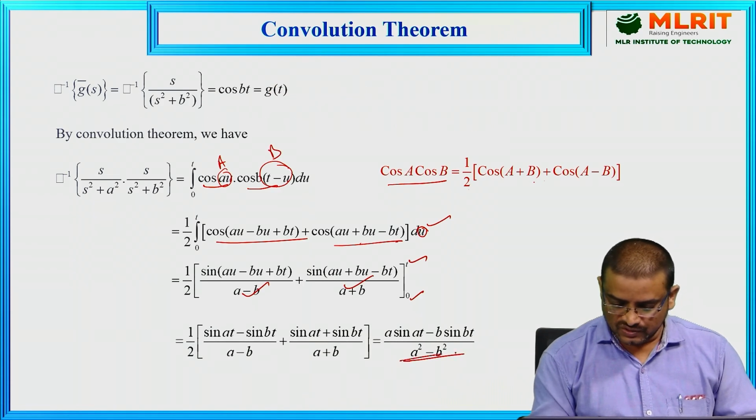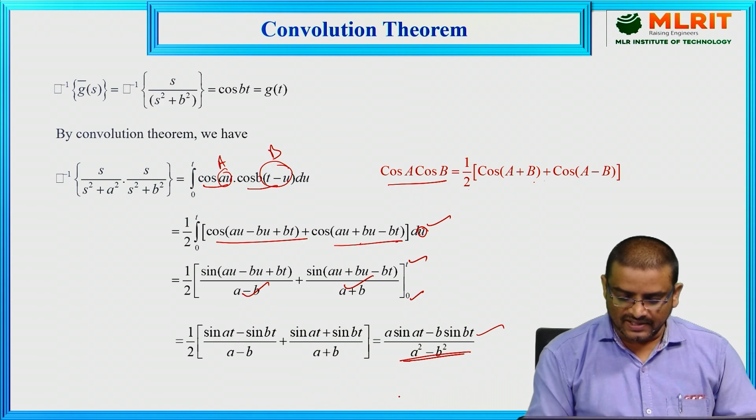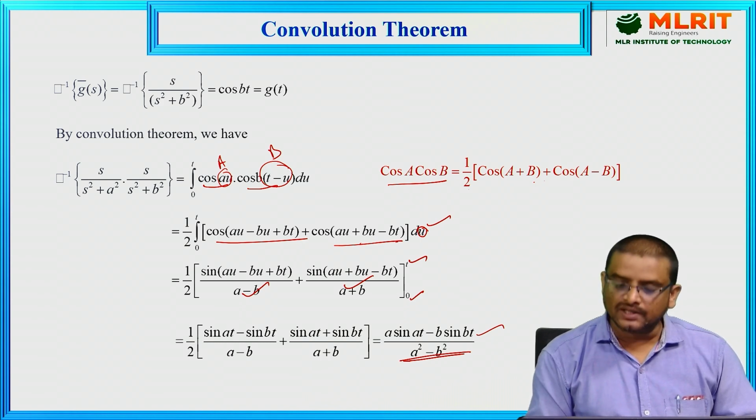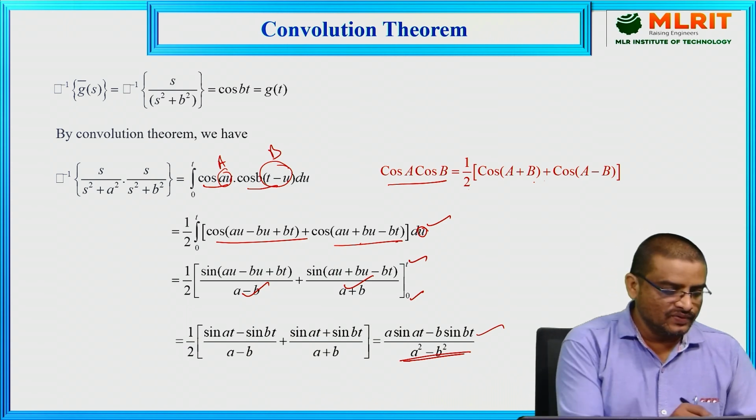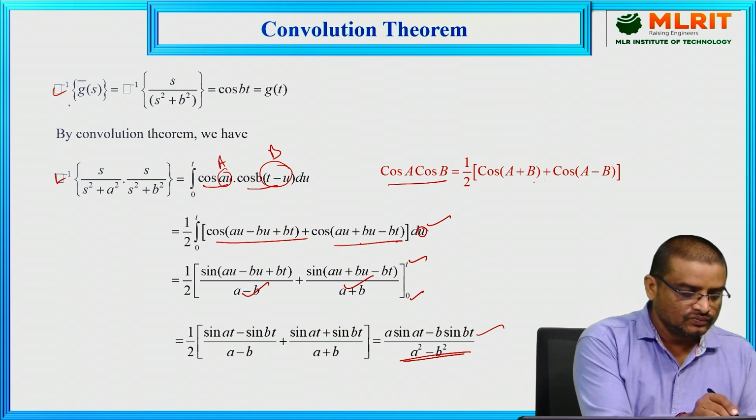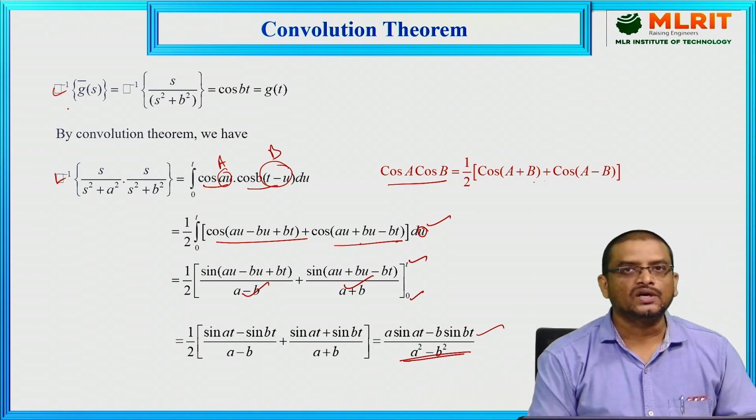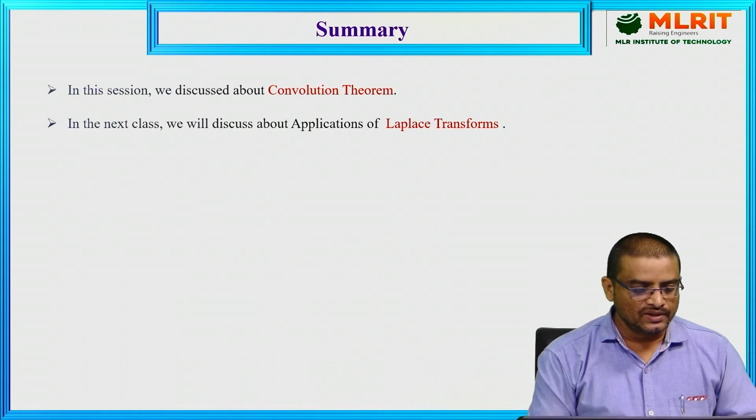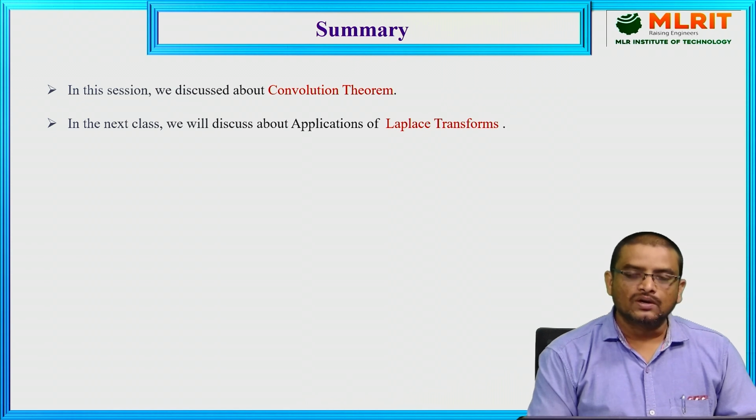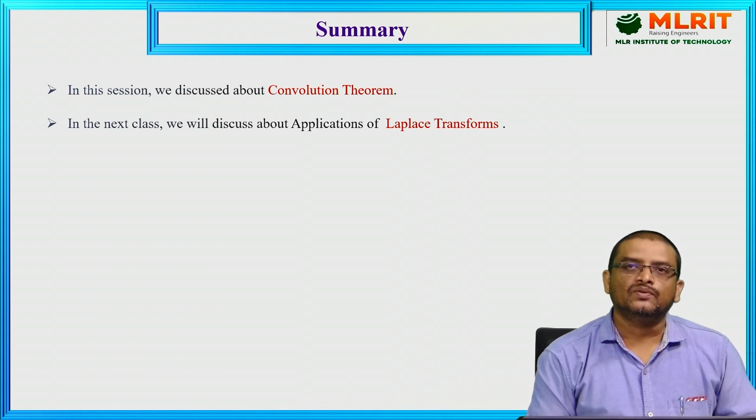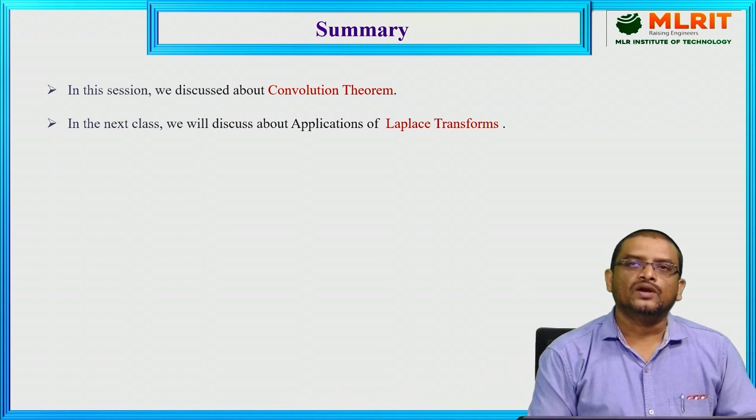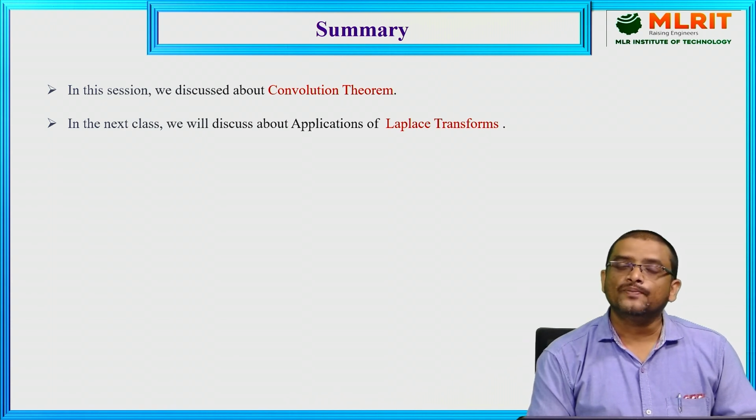After simplification and cancellations, finally we get a sin at minus b sin bt by a square minus b square. So this is the way we can find the inverse Laplace transform using the convolution theorem. With this we have completed how to apply the convolution theorem to find the inverse Laplace transform of a product of two functions. This is the last concept in the convolution theorem.